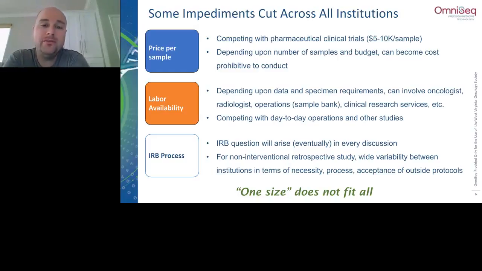Across all three of these components, one size does not fit all. The price per sample can vary significantly between institutions. Labor availability, depending upon the nature of the institution, will be significantly variable. And again, this IRB process is likely to be variable as well.